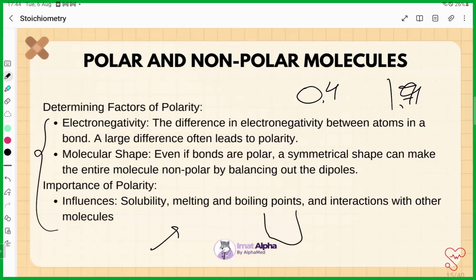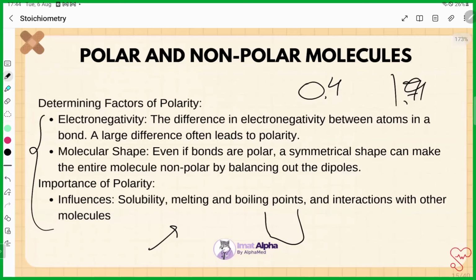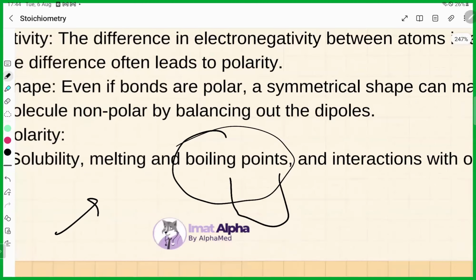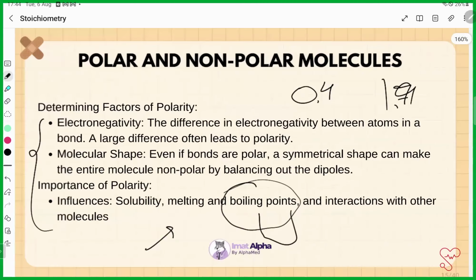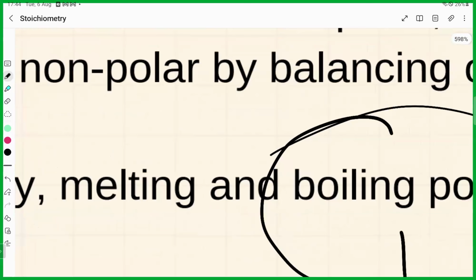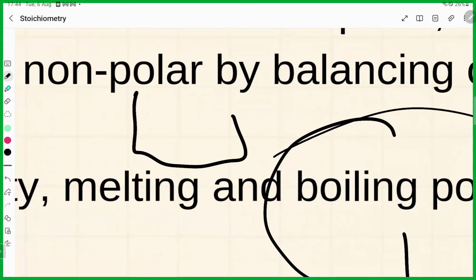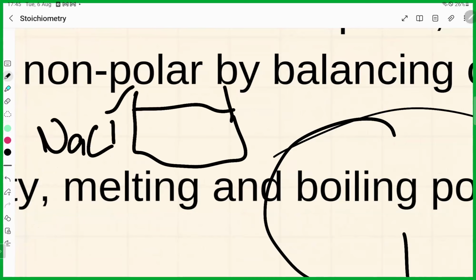I want to speak about the boiling point. So let's take into consideration NaCl. Let's put it in water and dissolve it. It dissolves into Na plus and Cl minus. So how many particles does it dissolve into? It dissolves into two.